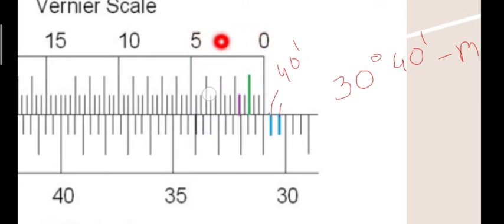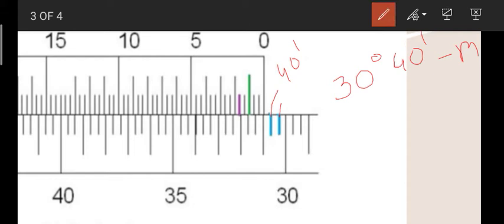These are minutes, right? And the smaller ones are seconds. If I want to read this value, the green and the purple, how will I read? Because this is 1 minute, and this is 20 and 40. So it will become 1 minute and 40 seconds. This is how we read.